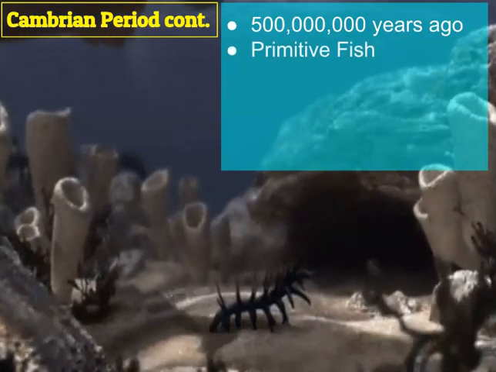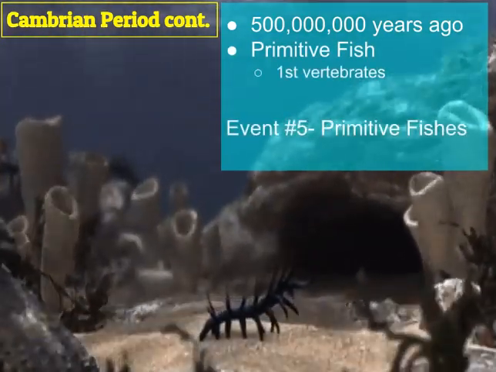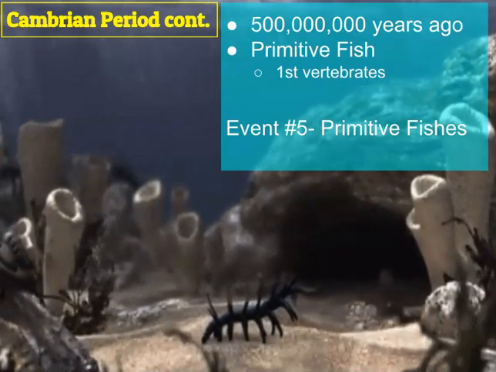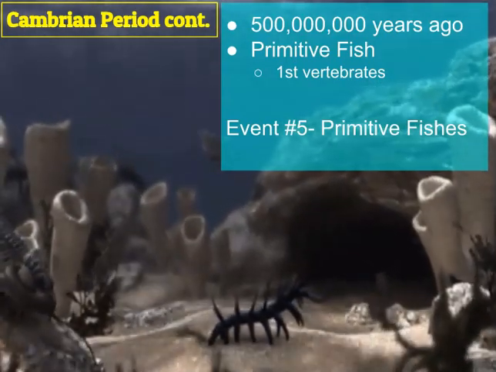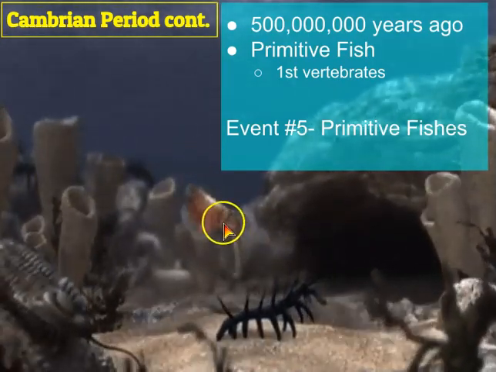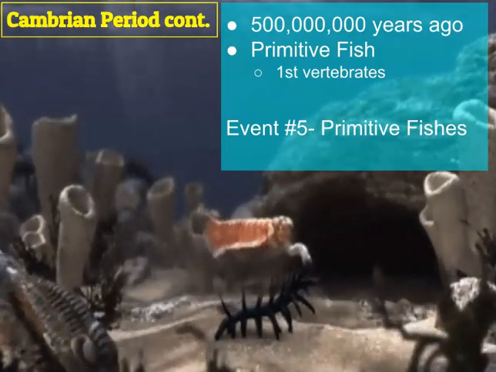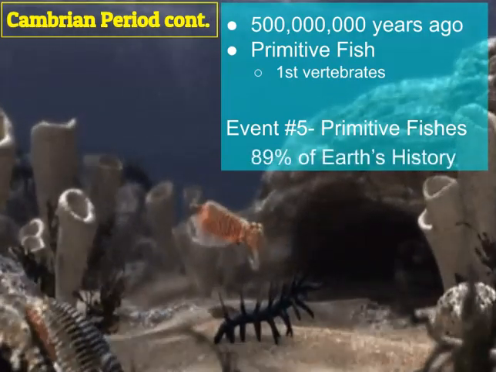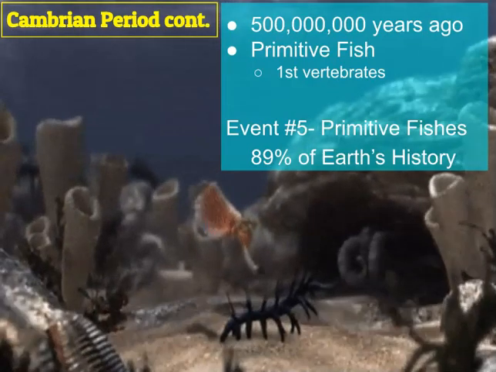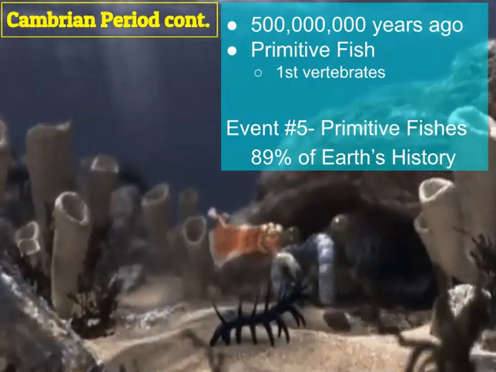Okay, about 500 million years ago, we start to get the first vertebrates. Okay, so these are our primitive fish that we see in the sea. So things that have a spinal column, guys like this right here. So here's a trilobite down here in the corner. But again, 89% of Earth's history before we start to get vertebrates. Now again, keep in mind, nothing is on land at this point. There's no life on land yet. This is all just in the ocean still.